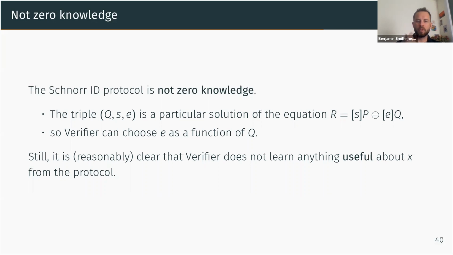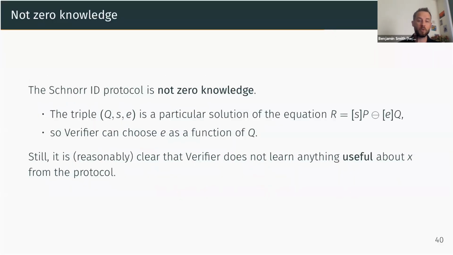Because the triple Q being the public key, and the S and the E, this is a particular solution of an equation. Like, this is a non-trivial solution to something interesting. So the verifier is free to choose E as a function of Q, okay? But it's reasonably clear, like if you look at it hard, it's hard to see that this gives you anything useful about X. So it's not like the verifier learns nothing. They just learn nothing that we know anything to do with from this protocol.